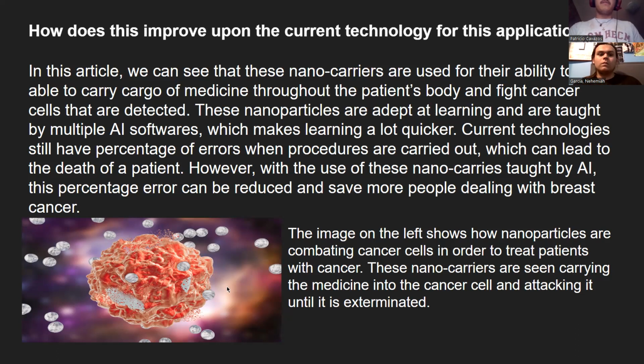We can see here in the image how, theoretically, it will look like a cancer cell being attacked by nanocarriers with the medicine that they have inside their system.